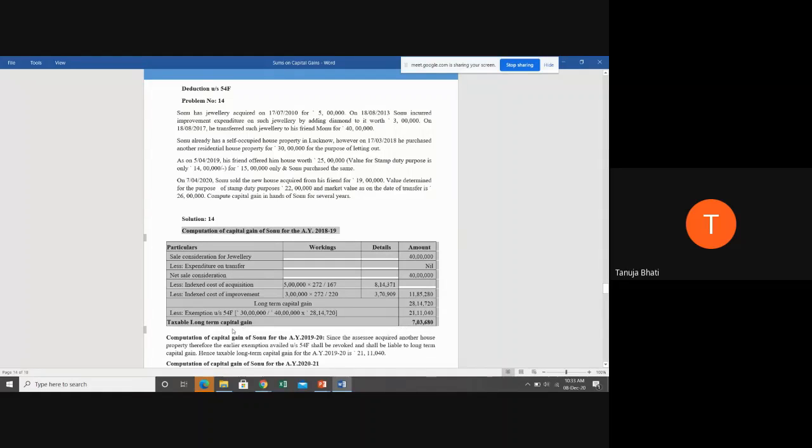Now let us see the computation of capital gain for the assessment year 19/20. Why 19/20? Because on 5/4/2019, his friend offered him a house worth rupees 25 lakhs, but he is getting it only for 15 lakhs, and the stamp duty value is 14 lakhs. And Sonu purchased the same.